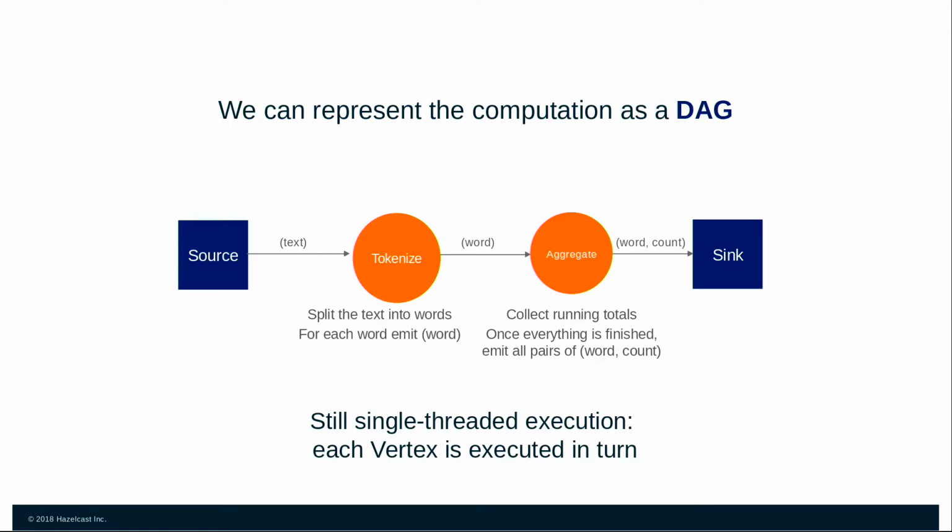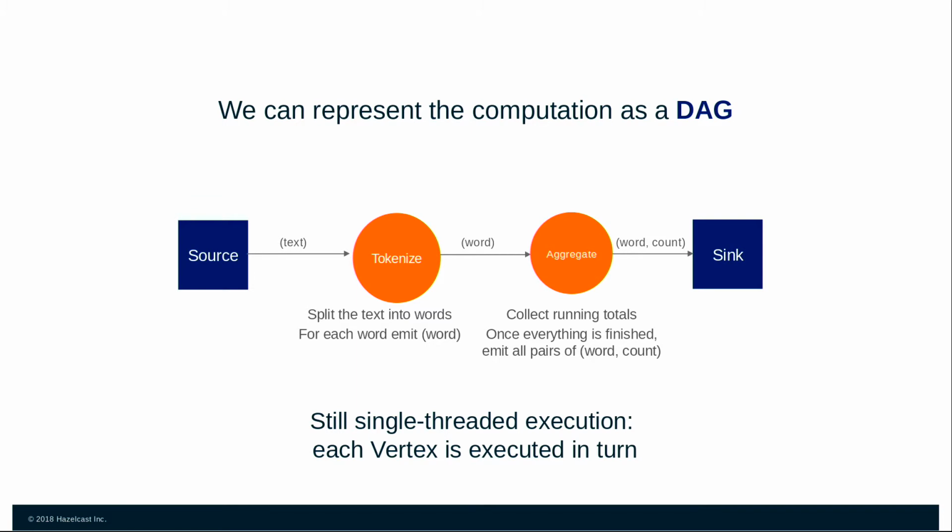So if we represent the same job as a DAG job, or with the DAG API, this is what it is. I have a source. Source gives me a text, so that I have a vertex do the tokenization. After this vertex, I have the word, and then I have this aggregate job, which actually holds the previous state of the aggregation result, and then convert this to a word to count pair, and then I sink it to a hash map in this case, or a result set, whatever. But as I said, since this is single threaded, each vertex needs to run one after another, right? They can't run in parallel in this case.